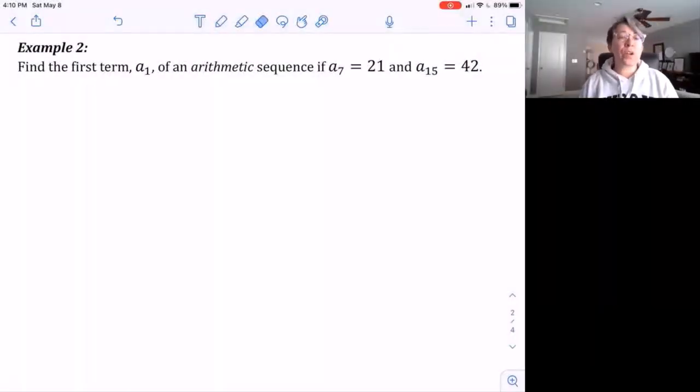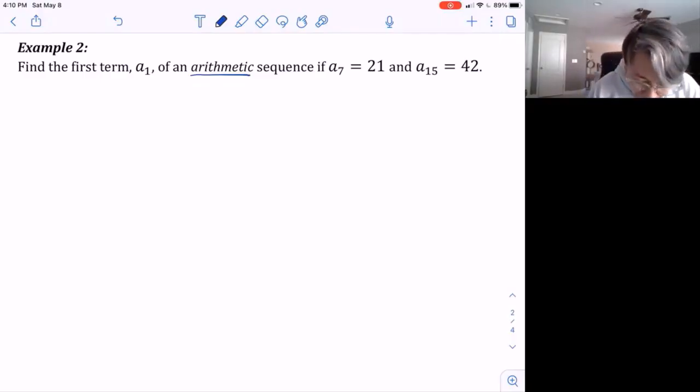In example 2, they want us to find the first term, a sub 1, of an arithmetic sequence, but they're giving us 2 values of that sequence, okay? So a couple of hints. First of all, they're telling us that it's arithmetic. If they only gave us 2 random points, we wouldn't know if it's arithmetic, geometric, or neither. So they would have to give us that information, and we know that formula.